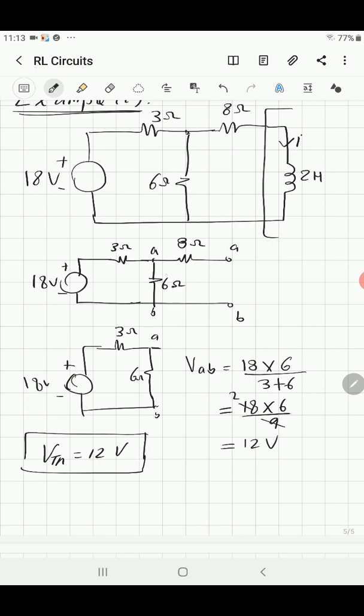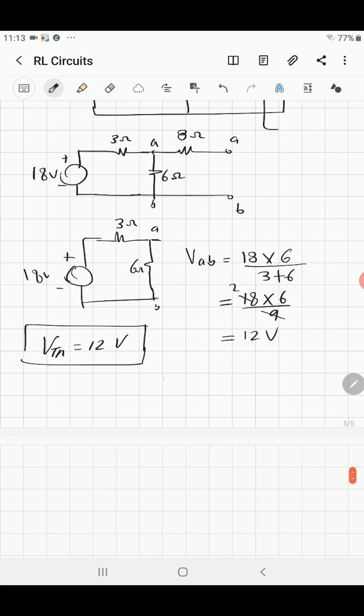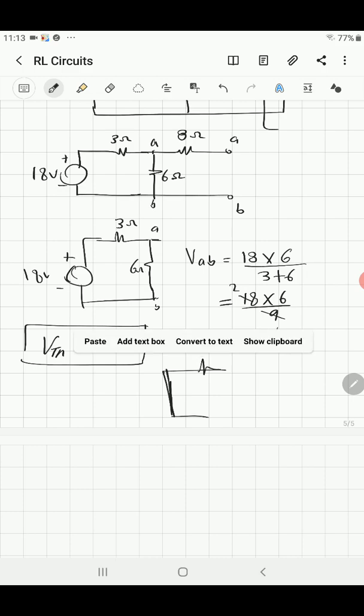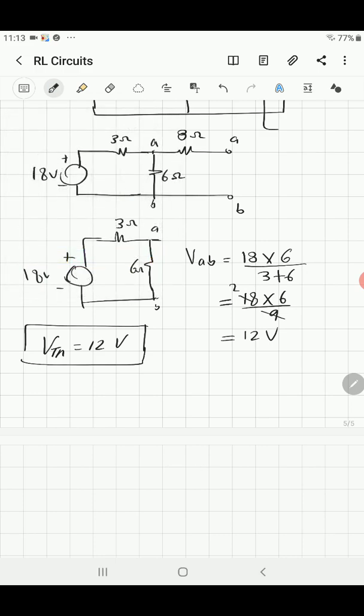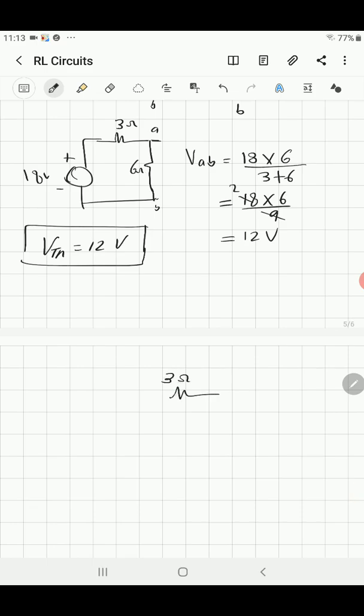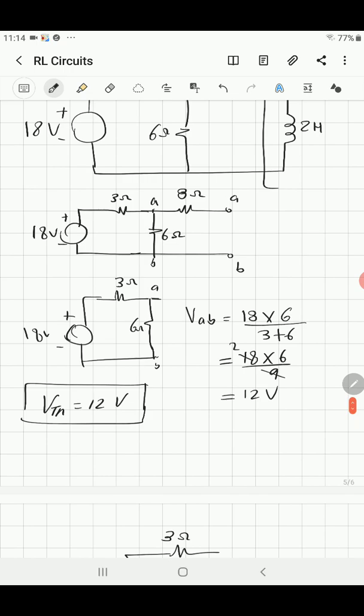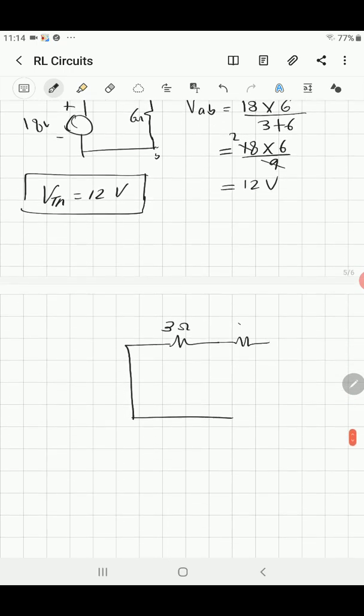You still have to find the equivalent resistance using the same circuit without inserting the inductor. How can you find it in Thevenin? You kill all the sources. To kill the voltage source, you make it zero, which means making a short circuit. So I will sketch it again with a short circuit replacing the supply. You have the 3 ohm resistance, the supply shorted, and then you have 8 ohm and 6 ohm. That's your terminal AB.